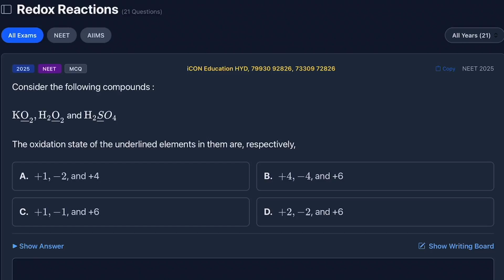Hello, good morning. Today I am going to explain the NEET PYQs from 2025. So, today our topic is redox reactions from chemistry.